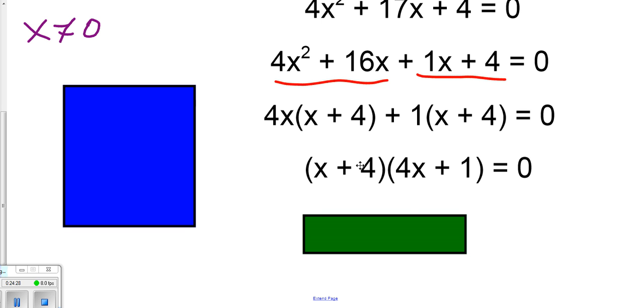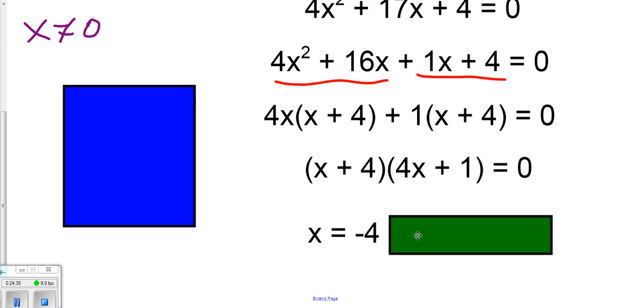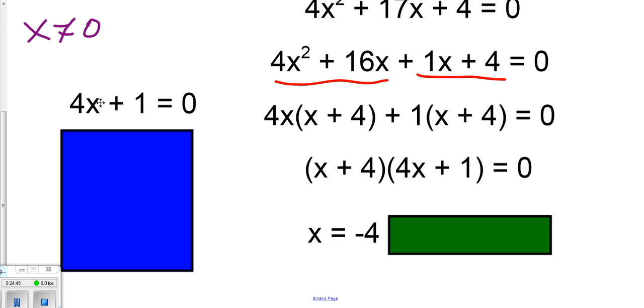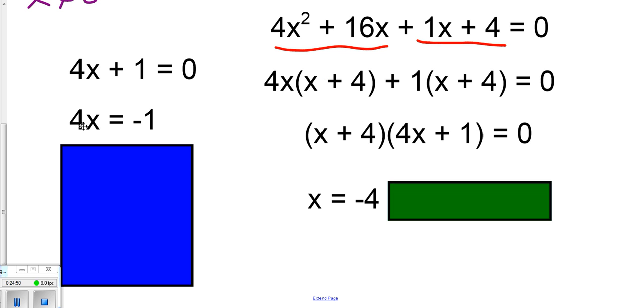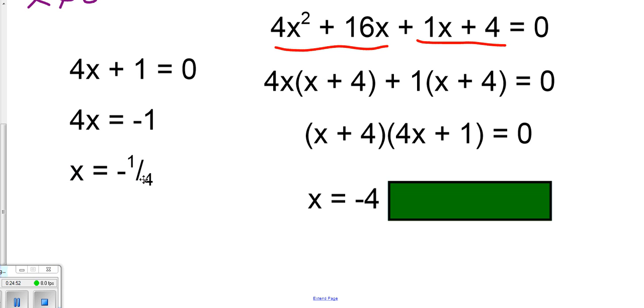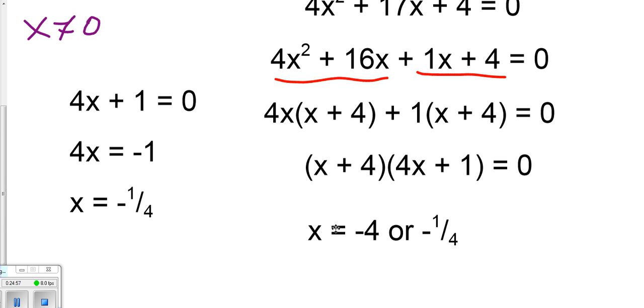Now this one is probably easy to see. X would be negative 4, because negative 4 plus 4 makes 0. How would we make this one equal to 0 though, if it's a 4x plus 1? Well, we have to set everything equal to 0 to do that. 4x plus 1 equals 0. Minus 1 on both sides gives us 4x equals negative 1. Divide by 4 on each side and we get x equals negative 1/4. So x would either be negative 4 or it could be negative 1/4.